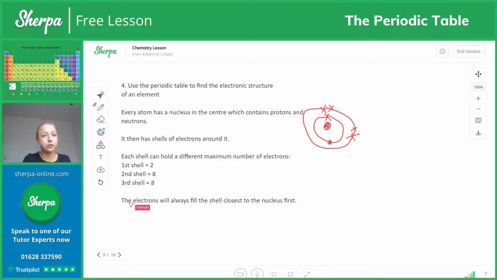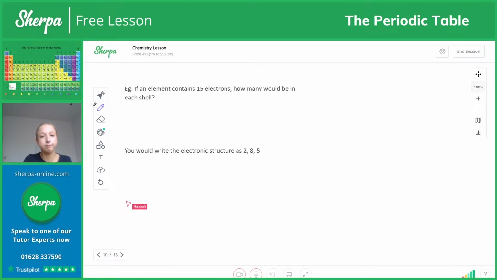Now, when electrons are occupying the shells in an atom, they always fill the shell closest to the nucleus first. So say we've got 3 electrons. We're always going to put 2 in our shell innermost to the nucleus first. So we're going to put 1, 2, and then we'd have 1 in the next shell. If we had 5, we would have 1, 2 in the first shell. Then we'd go to the second shell and we'd have number 3, 4, and 5. So we would have 2 electrons in the first shell and 3 in the second shell, and so on.